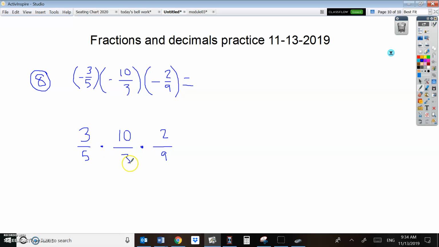3 and 3, those can cancel. So 3 divided by 3 is 1. 3 divided by 3 is 1. 10 and 5, those cancel. 10 divided by 5 is 2. 5 divided by 5 is 1. 1 times 2 is 2. 2 times 2 is 4. 1 times 1 is 1. 1 times 9 is 9. Now, these two negatives right here, they canceled. So those two would make a positive. But then this positive times this negative gives you a negative.